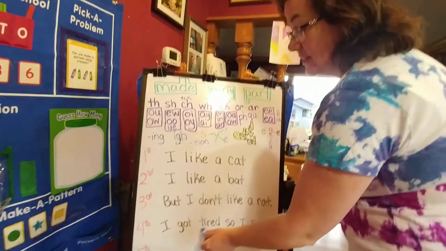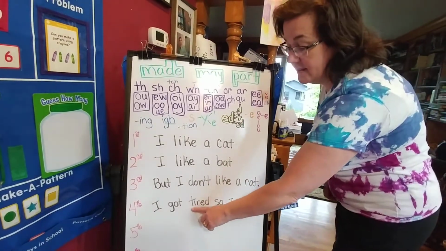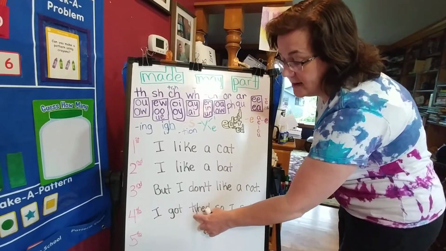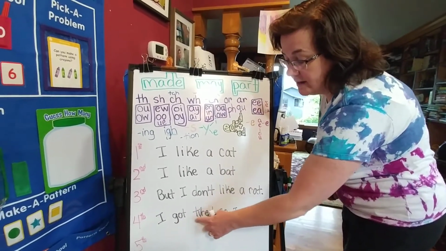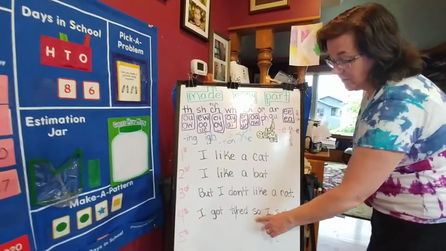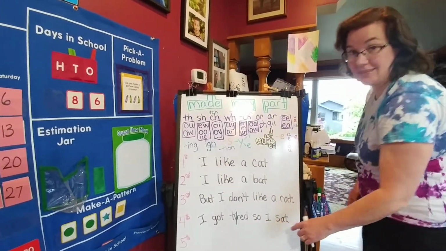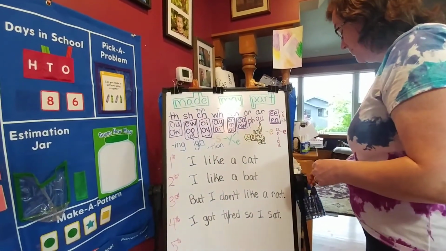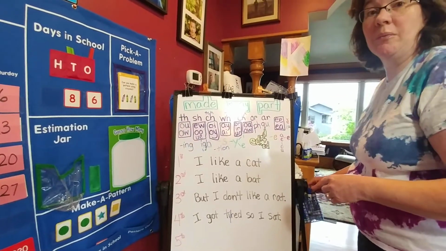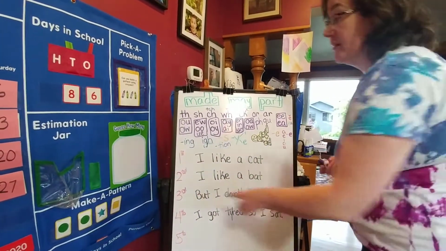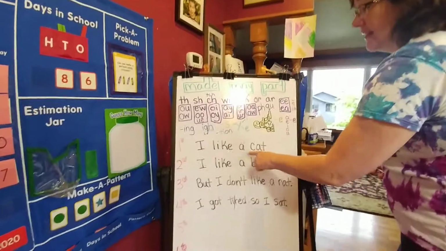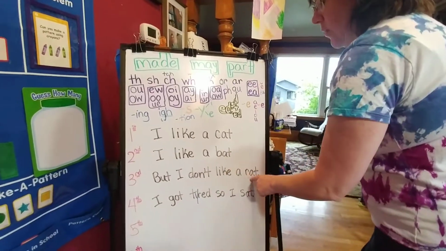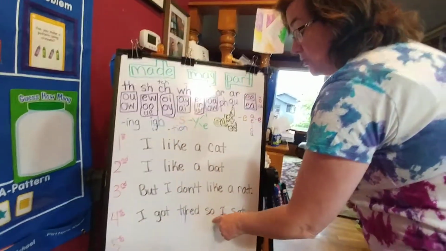I got, let's look at this. This I'm going to break into parts. Tie, this is tired. So I sat. All right, let's read it again. This time I want us to read it a little faster so we can think about the rhythm of this poem, right? And listen for those rhymes. Here we go. I like a cat. I like a bat. But I don't like a rat. I got tired, so I sat.